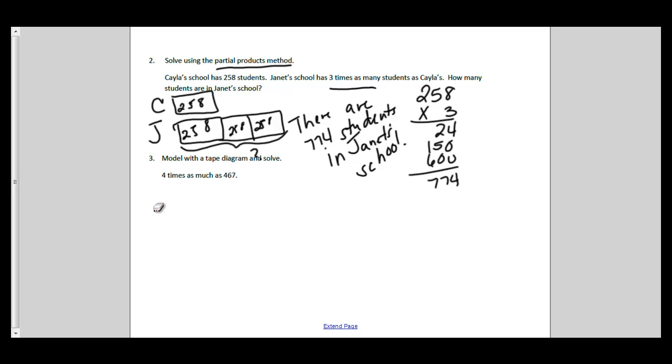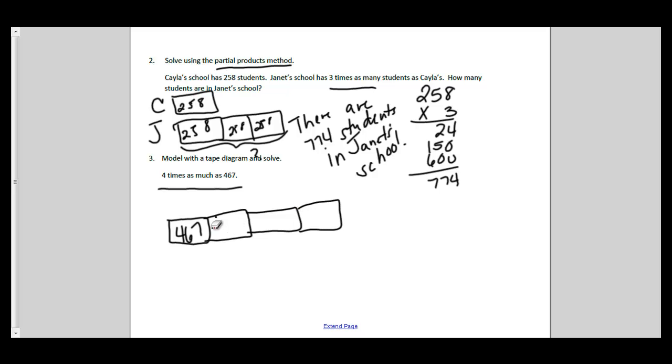So for number 3, it says model with a tape diagram, and it says 4 times as much as 467. If we're using a tape diagram here, I have 4 times as much as 467. So I know that I have 467. And then if I have 4 times as many, think to yourself, how many boxes would that be? 4, right? Hopefully your boxes look a little nicer than mine.